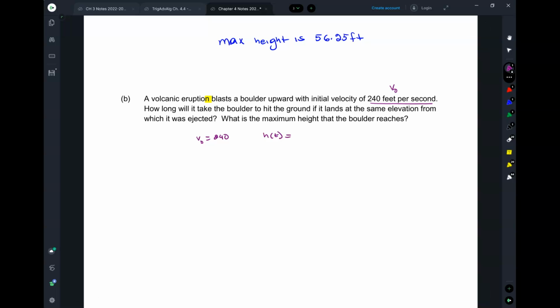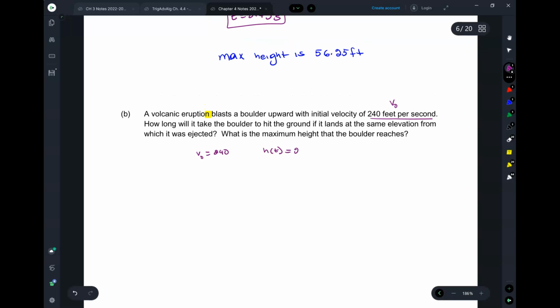What's the formula, though? h of t is V naught t minus 16t squared. So what am I going to write now? h of t is 240t minus 16t squared. Okay? If I want where it hits the ground, then I have to find the zeros of h of t. So this is another way of saying the same thing instead of you setting this equal to 0 physically. Okay? So go ahead and graph.